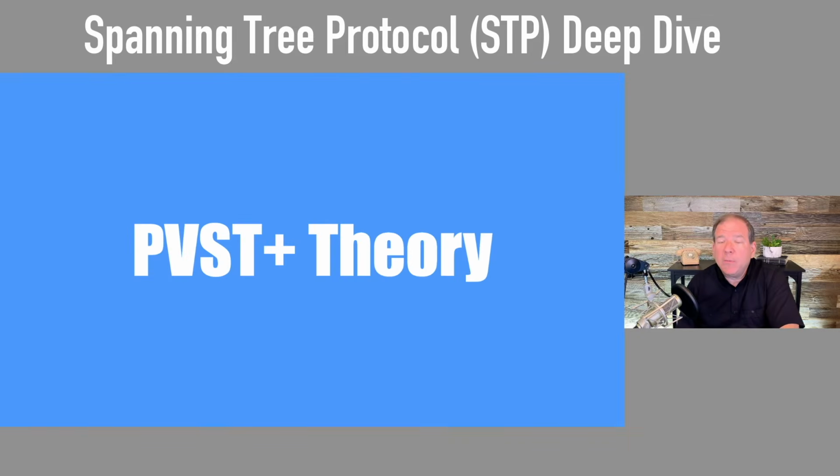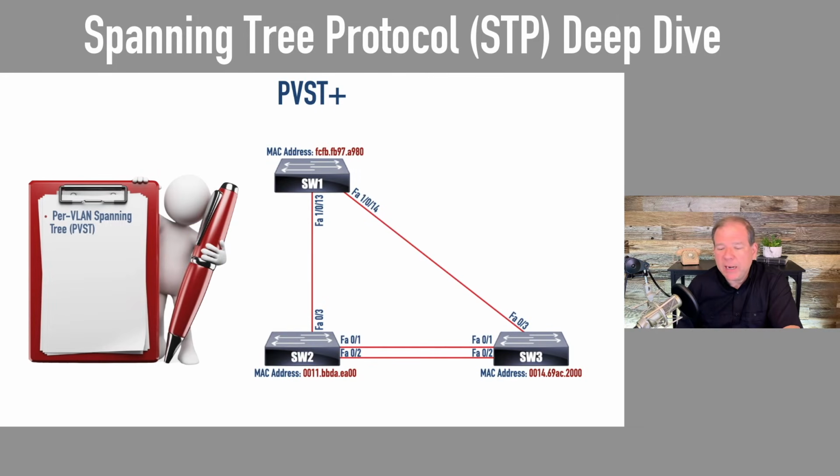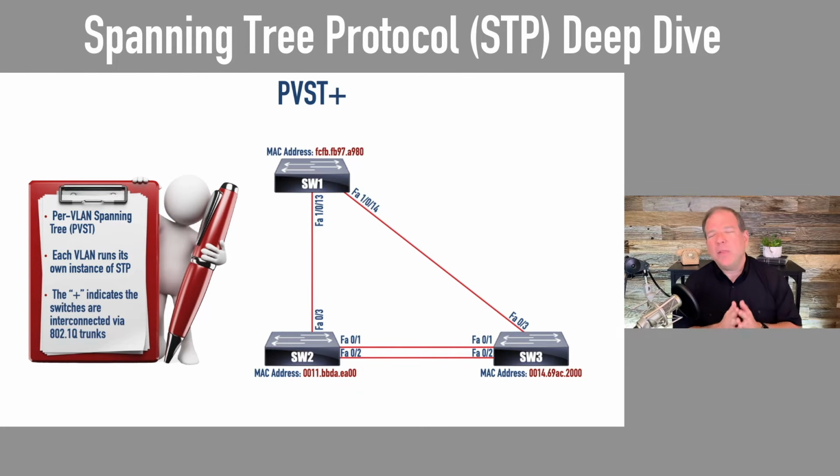Then Cisco came along with something called per VLAN spanning tree, or PVST. With per VLAN spanning tree, I should probably distinguish between a couple of terms you're going to see in the literature. You may see this written as PVST, per VLAN spanning tree, or you may see it written as PVST plus. With PVST plus, and by the way, I'm fine if you want to use those terms interchangeably. Even the Cisco syntax, the commands, use it interchangeably.